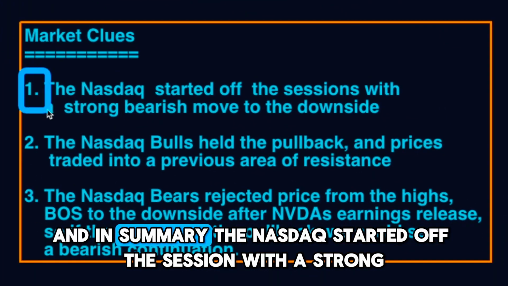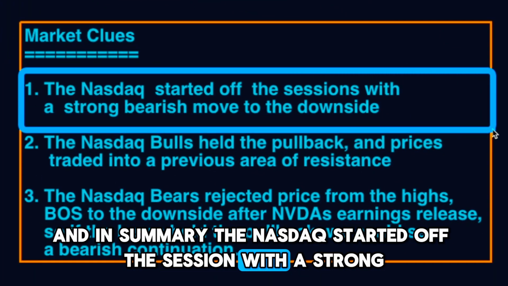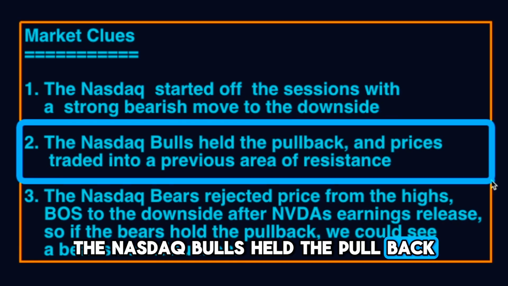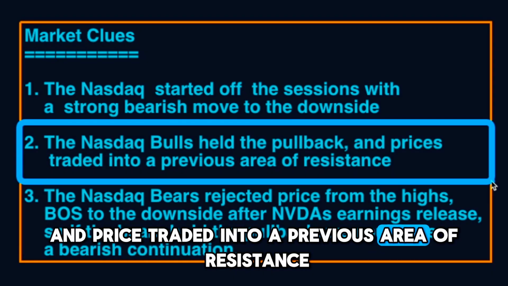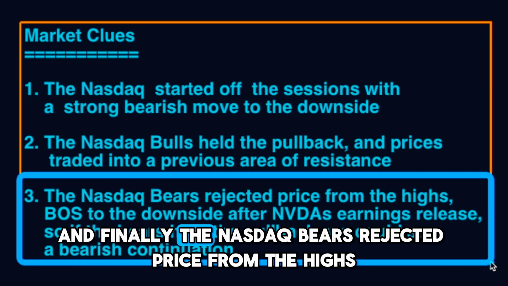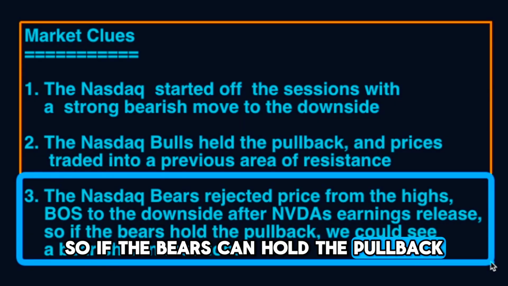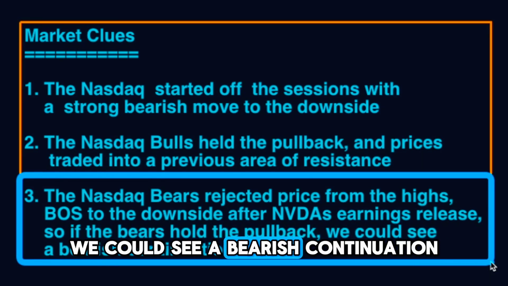And in summary, the Nasdaq started off the session with a strong bearish move to the downside. The Nasdaq bulls held the pullback and price traded into a previous area of resistance. And finally, the Nasdaq bears rejected price from the highs, breaking structure to the downside after Nvidia's earnings release. So, if the bears can hold the pullback, we could see a bearish continuation.